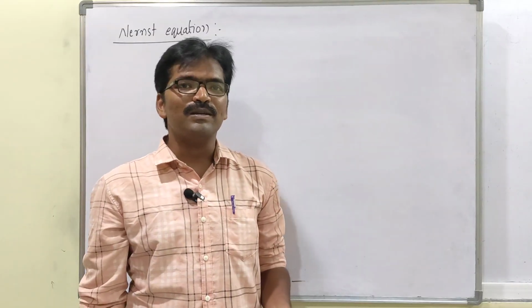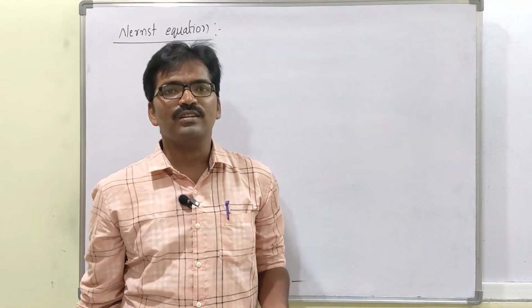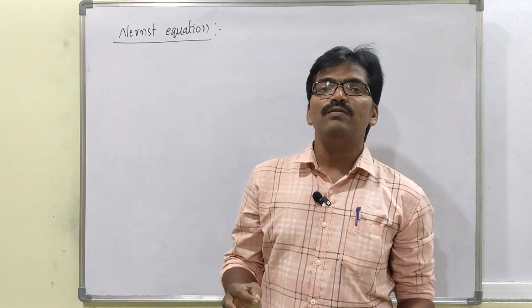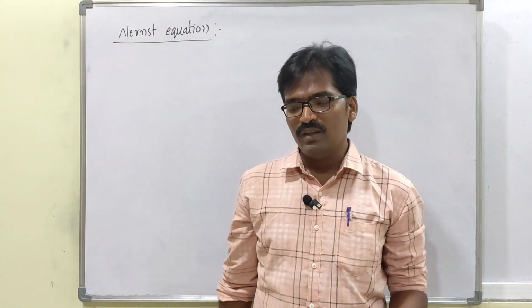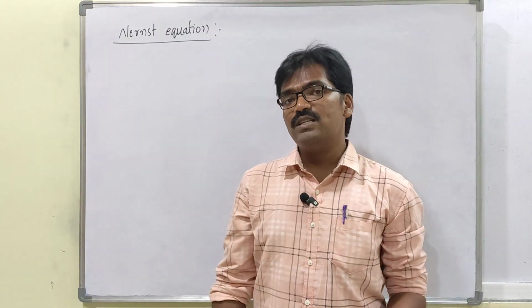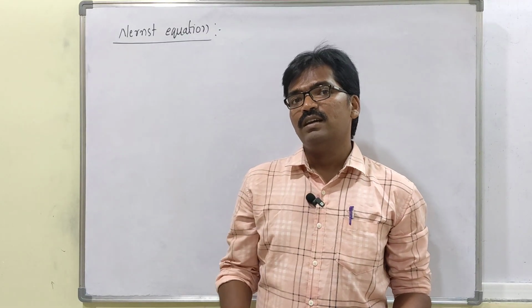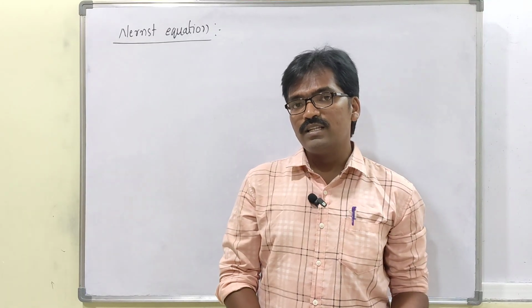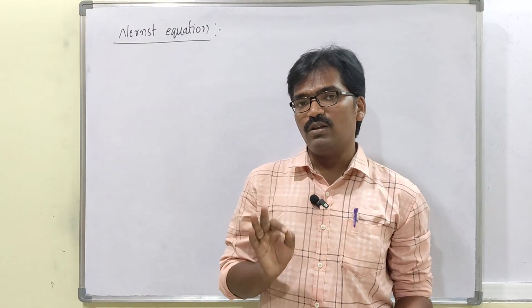Today we are going to discuss the Nernst equation. So the Nernst equation is generally used to find out the EMF of the cell, not E naught cell. E naught cell means the standard electrode potential value. So we are not discussing the E naught cell value here.